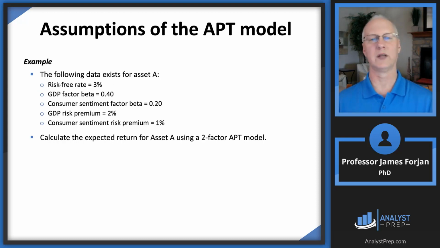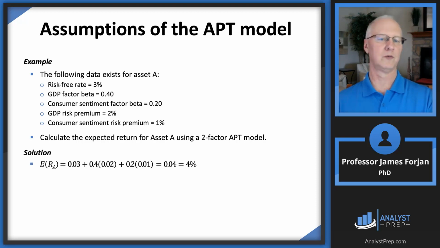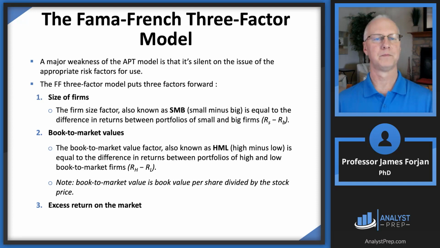So let's take just a quick example here. We've got a risk-free rate, we've got some factor betas and a risk premium. Go ahead and compute this expected return on asset A. We'll just do some simple math there and we get 4%. Now let's go to what's a unique midpoint between those multi-factor models that we started with and the arbitrage pricing theory that we just talked about. Notice my first bullet point there. It's silent on the issue of the appropriate risk factors to use.